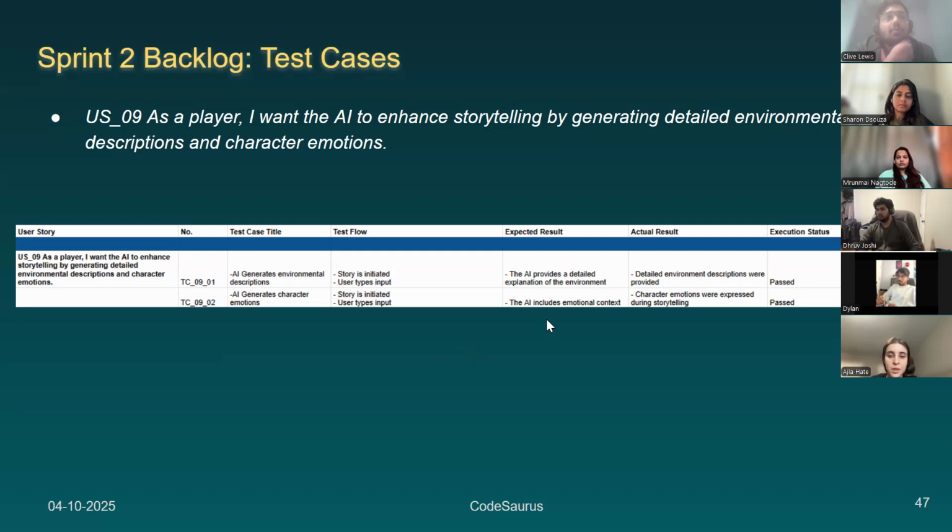These test cases were successfully passed, as I mentioned. For the first one, the AI provided a detailed explanation and generated a rich description of the environment where the story will take place. And for the second one, the AI included emotional context, such as expressing character feelings appropriately within the storytelling.